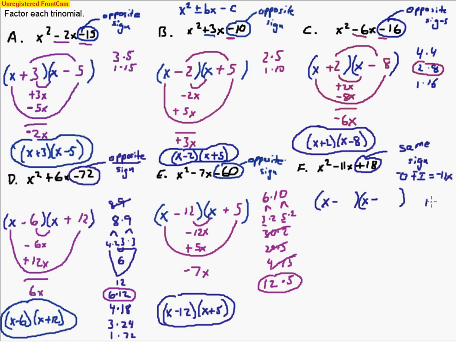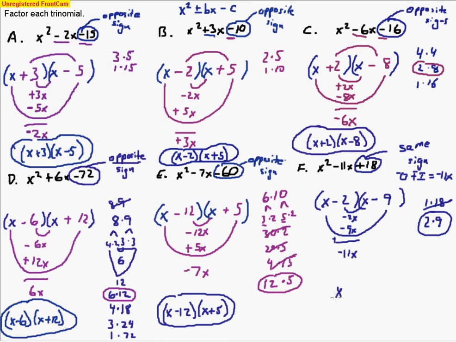We got 1 and 18. Do those add to make 11? I know they multiply to make 18, but they don't add to make 11. So let's try the next. How about 2 and 9? Do those add to make 11? Yes, they do. They add to make 11. So let's put them in there. 2 and 9. So this makes a negative 9x. This makes a negative 2x. And sure enough, those add to make a negative 11x. It works. It works. And so we've got the answer.